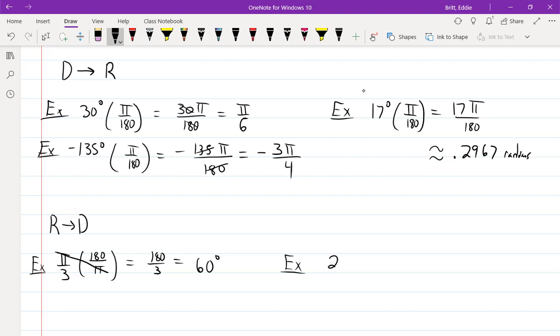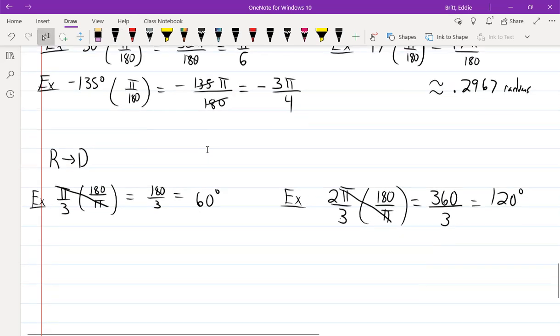Okay. So let's do another one. Let's say that I had 2 pi over 3, and I want to change that to degrees. So I would multiply by 180 over pi. The pi's would cancel out, and then I'd say 2 times 180, that's 360, divided by 3. That would give you 120 degrees.